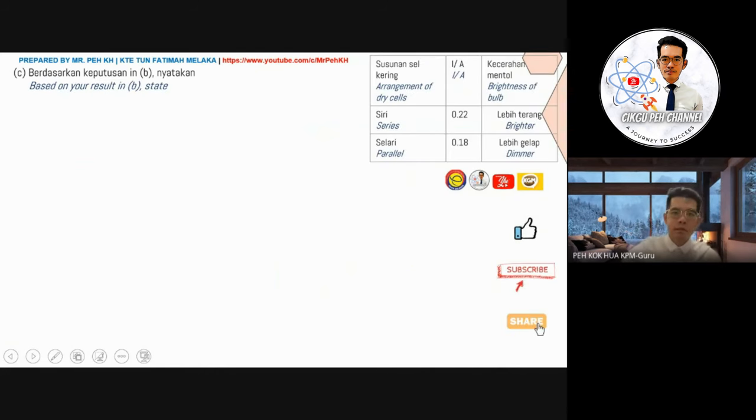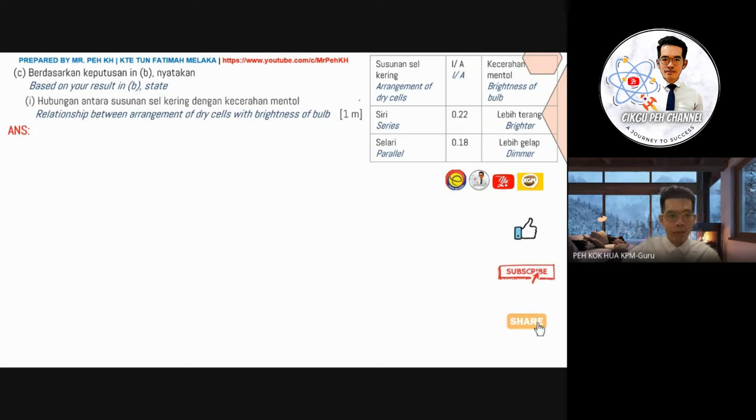Okay, so C. Based on your result in B, state the relationship. As I mentioned just now, the common question where we will be asking you the relationship will be regarding the data analysis from your results. So here there will be a total of about 4 to 5 questions regarding the data analysis. So based on the result in B, state the relationship between the arrangement of the dry cell and the brightness of the bulb. Okay, so this table is the result from your answer in B. So in series, you can see the brightness of the bulb is brighter. So here question C1 asks you to compare the arrangement of the dry cell and the brightness.